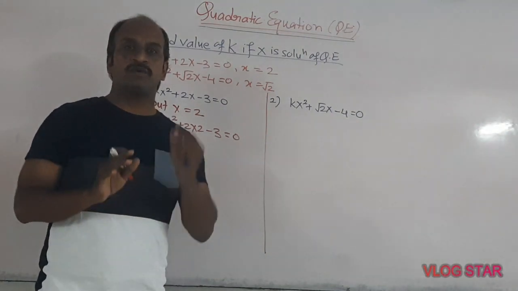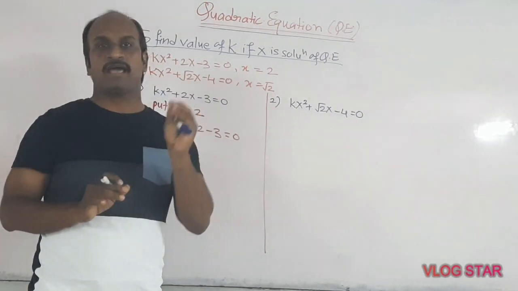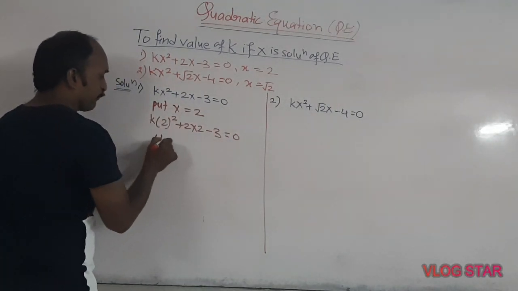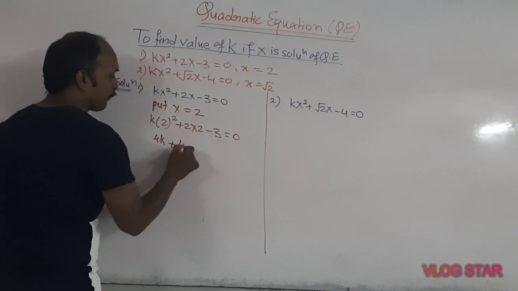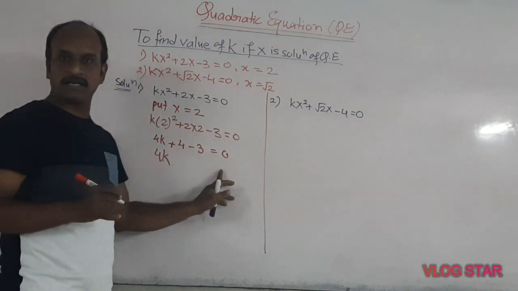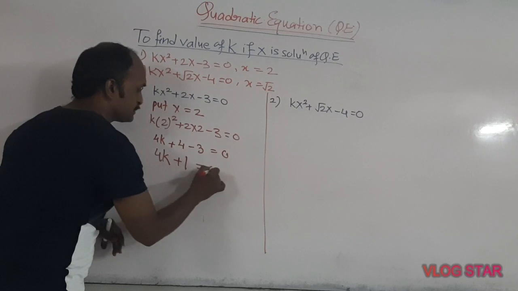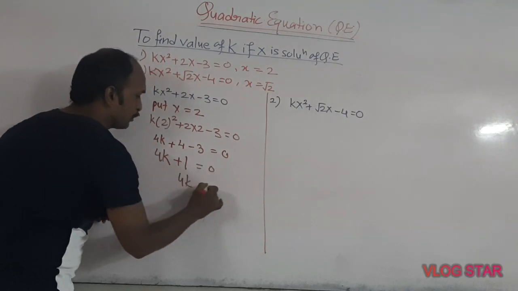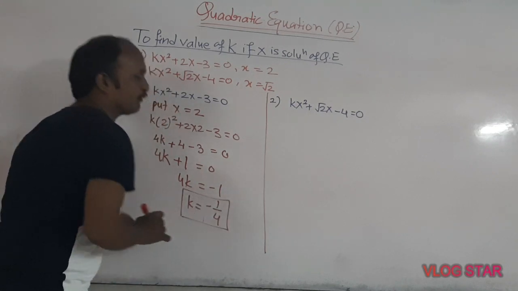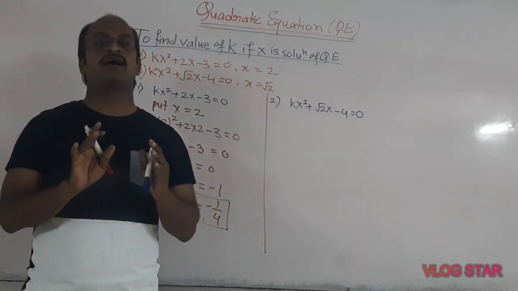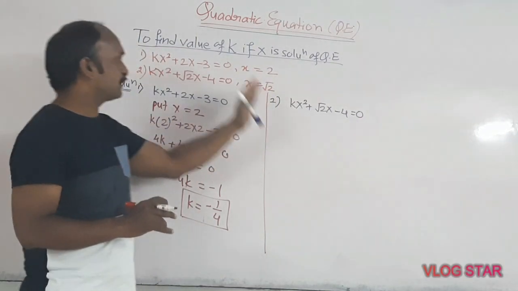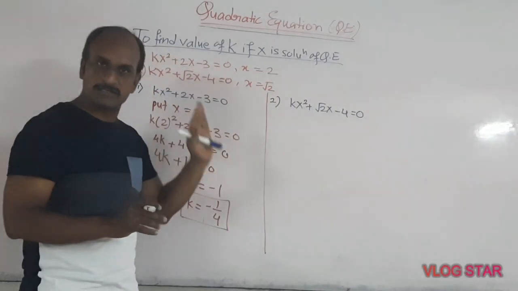What we have done here, we have substituted the value of x in the given equation. Now we'll simplify this. 2 square is 4k. This is 2 into 2 is 4. Minus 3 is equal to 0. 4k will remain as it is. 4 minus 3 is equal to plus 1 is equal to 0. So 4k is equal to minus 1. So k is equal to minus 1 by 4. So here we have got the value of the constant k. What we have done? We have substituted the given value of x in the given equation and the answer is 0.